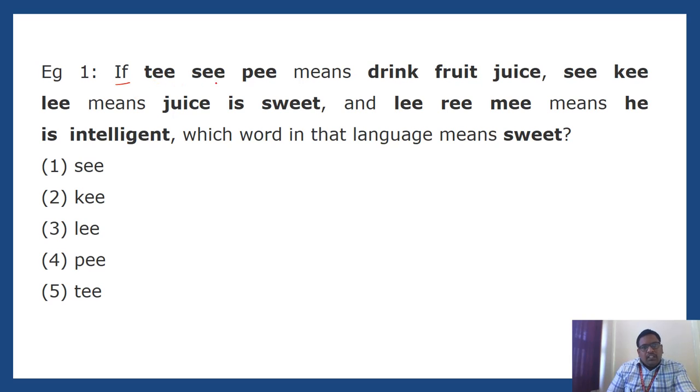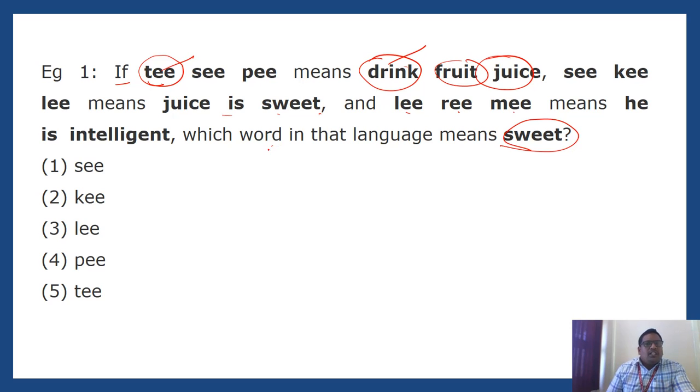If TCP means drink fruit juice, CKLI means juice is sweet, LI means he is intelligent, which word in that language means sweet? Now, my friends, can you tell me what is the code word for tea? So many people think tea means drink. No, it's not correct, because in these kinds of questions, it will not be in order. So tea might be drink or fruit or juice.